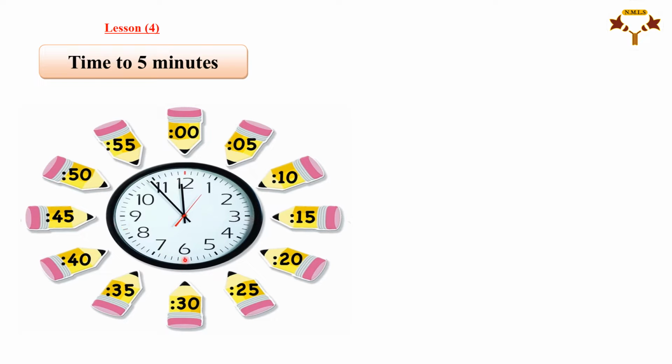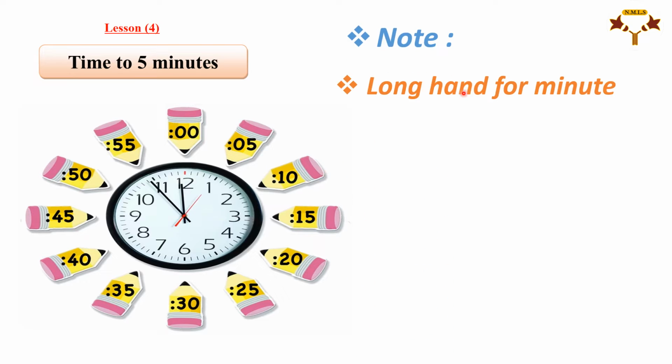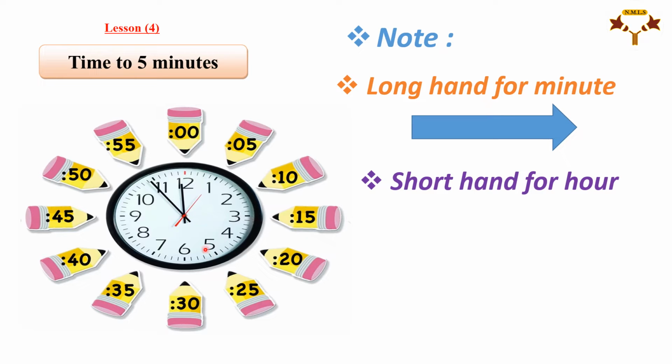This is a clock, okay? And any clock has two hands. At first, the long hand is for minutes, like this. Okay, long hand for minutes. And the short hand is for hours. Like this, okay?